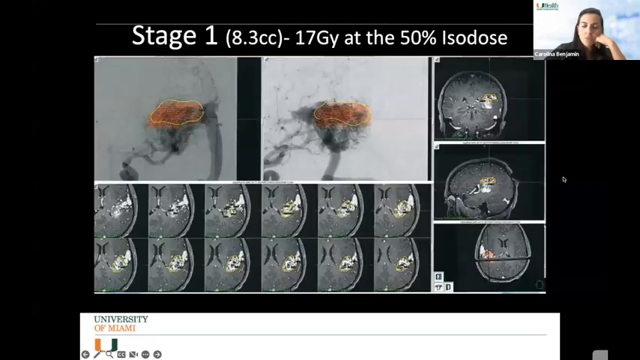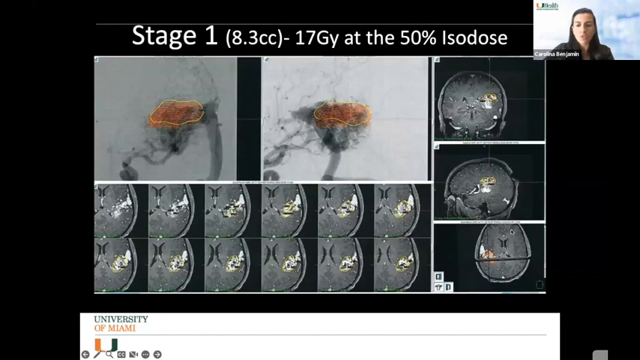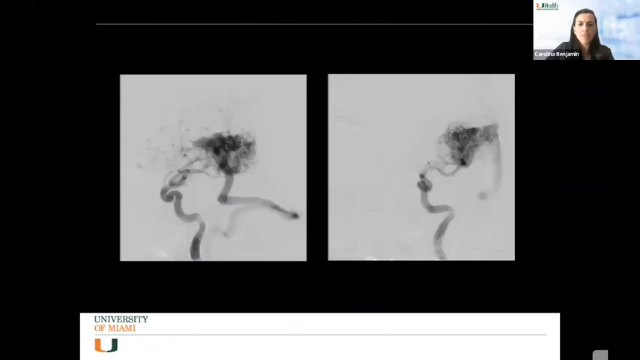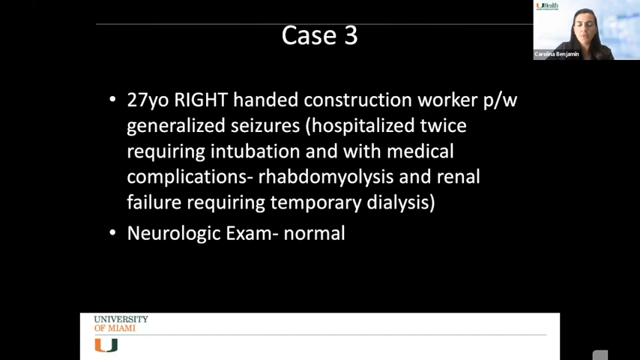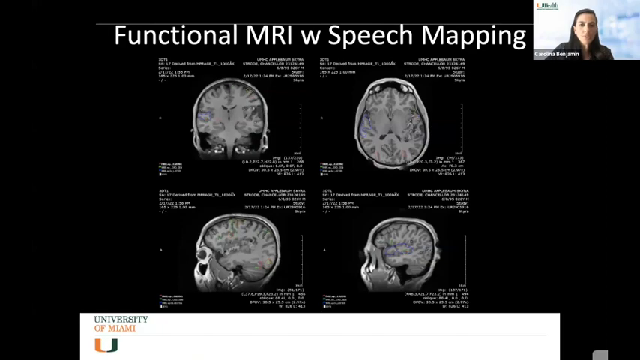So this was an important one because the functional MRI really allowed me a lot more safety in treating this location of the angular gyrus, where I was concerned for his speech on the left side. And he presented with significant complications from seizures that required multiple hospitalizations and renal failure. So this was a patient that clearly needed treatment.